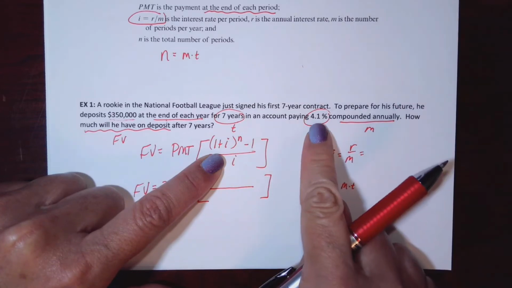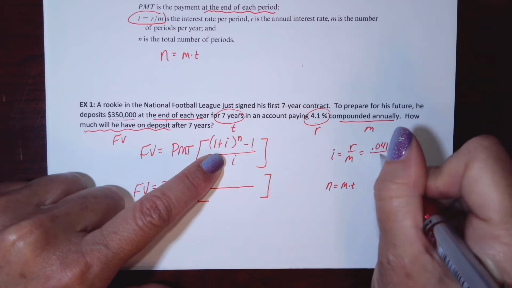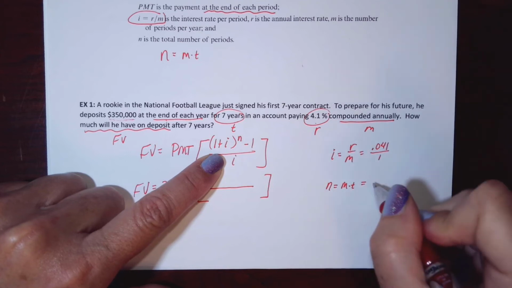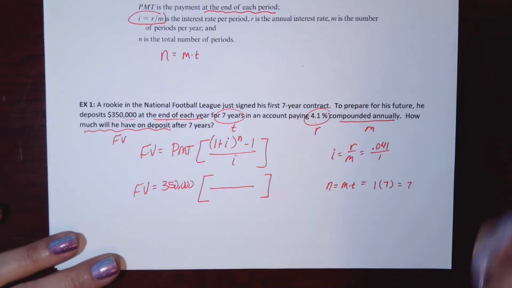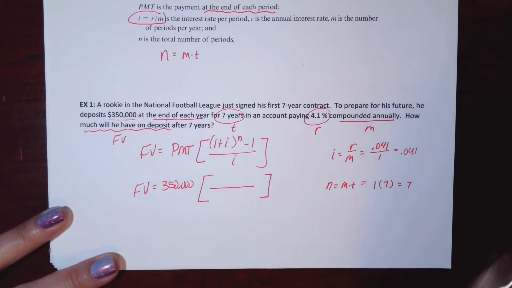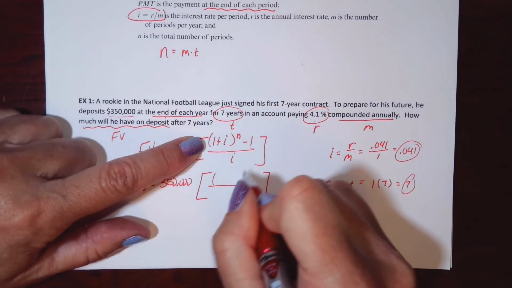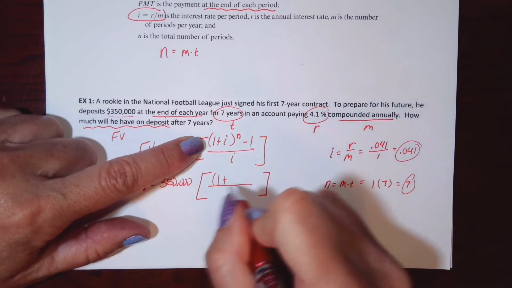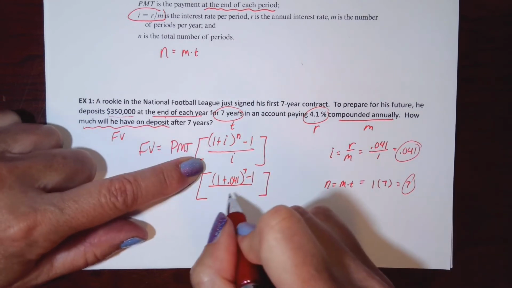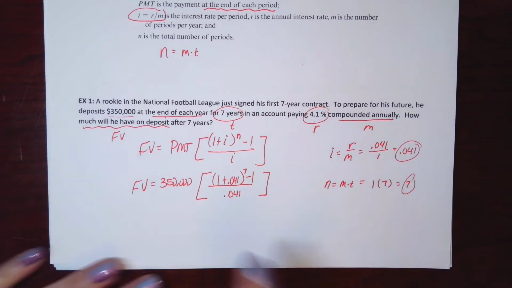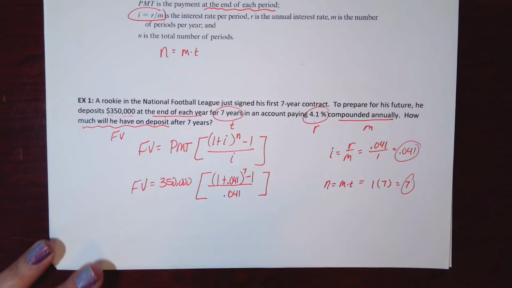So my rate is 4.1%, becomes 0.041. M, compounded annually, that's just 1, so that makes this problem simpler. And then N, the number of total compounding periods, is just going to be 7 because it's being compounded annually. So I start filling in inside my brackets. I've got 1 plus I, 0.041 to the nth power minus 1 over I. Now, this one's simplified a bit because our compounding period is 1. It's being compounded annually.